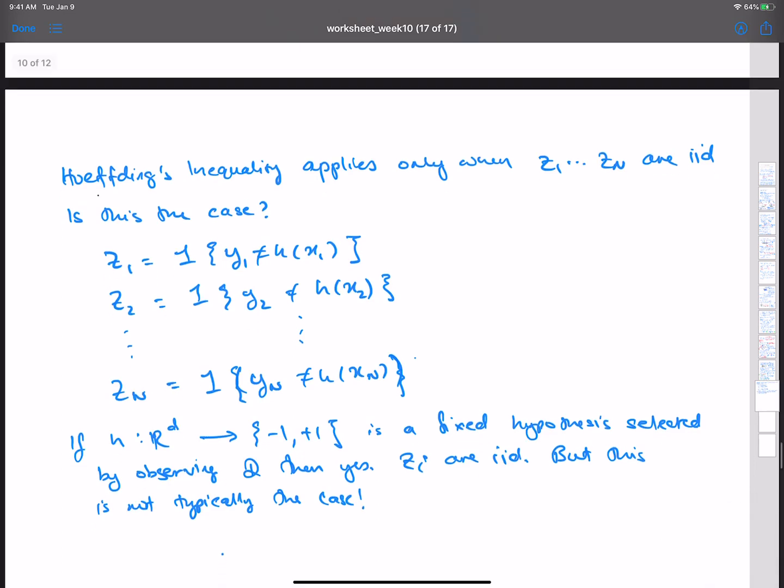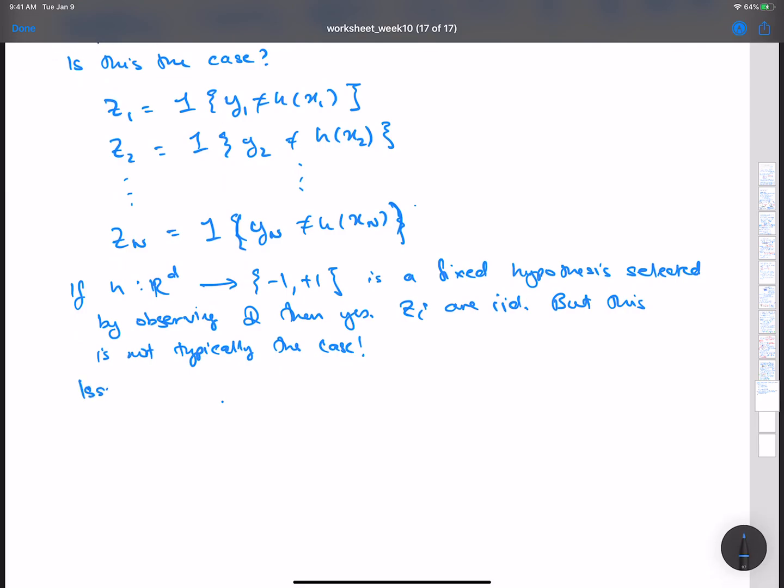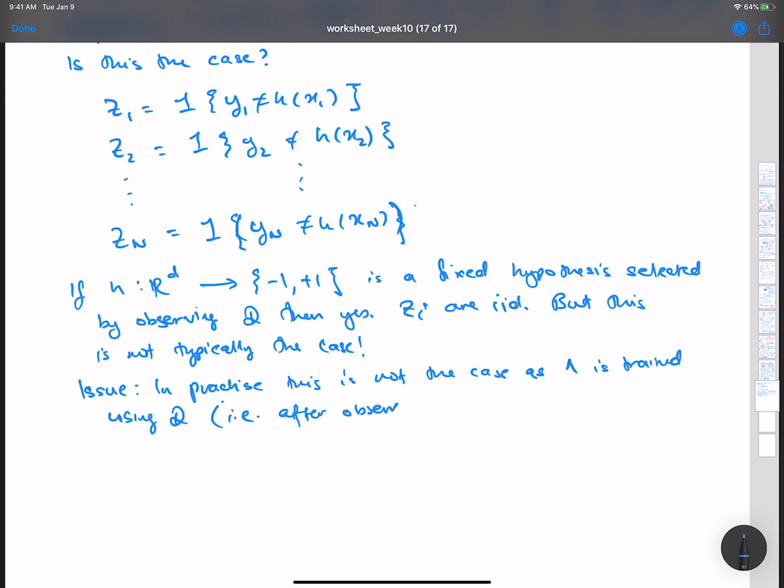Why? Because in practice, this is not the case, as h is trained using D, which is a training set. So you actually train after observing D. So you're not randomly drawing, but rather you're seeing what D is, and the parameters change based on the content of D. So because of that, there's a dependence, right? It's not IID, it's actually dependent.